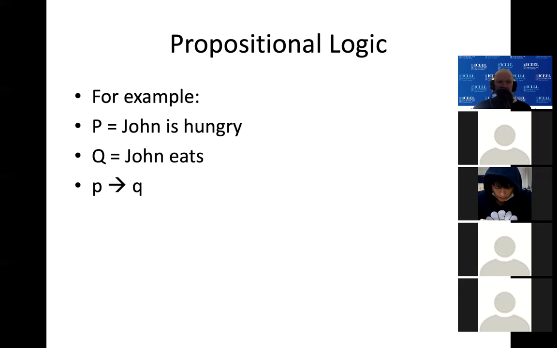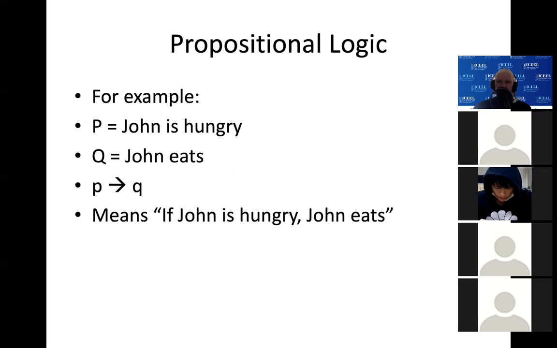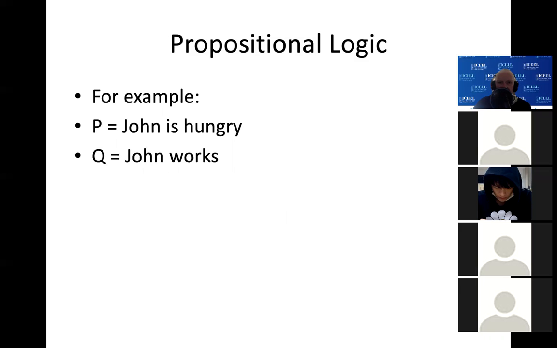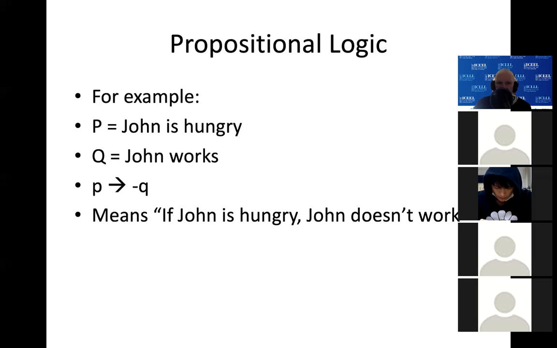So you say if P then Q, what does that mean? Well, that means if John is hungry, John eats. Yeah, that's simple, right? And then another example, John is hungry is P. Q is John works. So, for example, you could say if P, then not Q. What does that mean? Well, that would just mean if John is hungry, John doesn't work. Yeah, that's common sense.